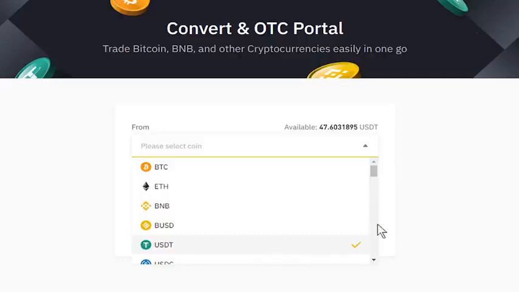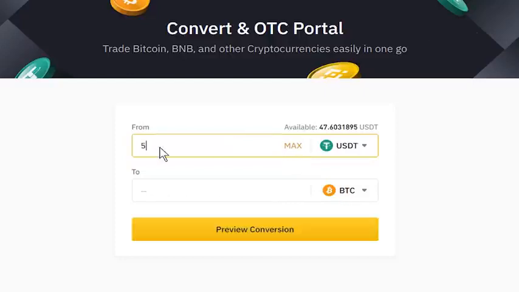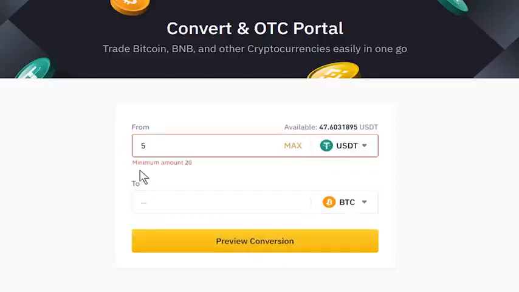USDT is selected for us because we have USDT available right now. And in the second box here, you select the coin that you want to convert to. As you can see, I have 47 tethers available and I want to convert it to Bitcoin. Pay attention that the minimum amount here in the Convert and OTC portal is $20. For example, if I enter 5 here and click on preview conversion, you see that we get the error that the minimum amount is 20.